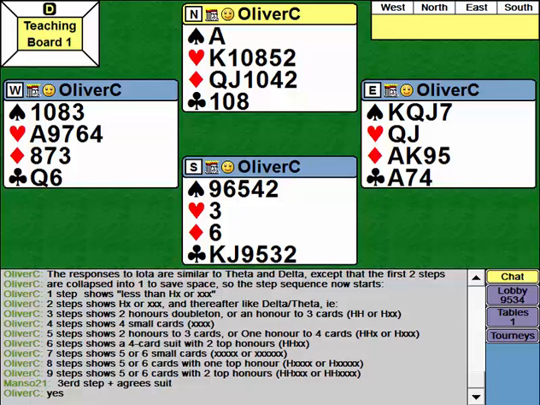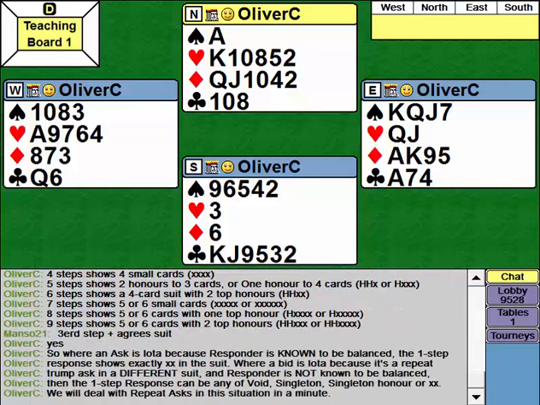Okay, so that explains actually what I was trying to say before. So, if responder is known to be balanced, then the one-step response is always showing too small. Where, however, responder isn't known to be balanced, and the bid is iota because it's a repeat trump ask in a different suit, in other words, a repeat alpha in a different suit, or a repeat theta in a different suit, we use iota because it's less likely that partner's got a singleton or void there, but we have to admit to the possibility that they do have one.